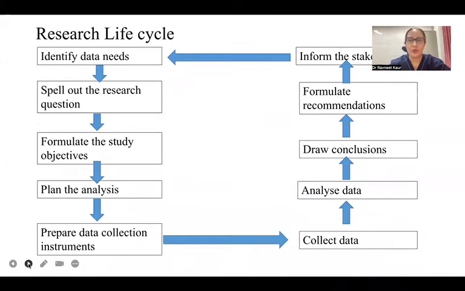Every research has to go through a life cycle. First and foremost, there is an uncertainty about the data. So the researcher identifies what data needs are there in the literature. This helps the researcher to spell out the research question and formulate the study objectives. After that, the researcher plans the analysis and prepares the data collection tools. Then they eventually collect the data, analyze it, and draw conclusions from it. This is then converted into recommendations, and the stakeholders are informed regarding the same.